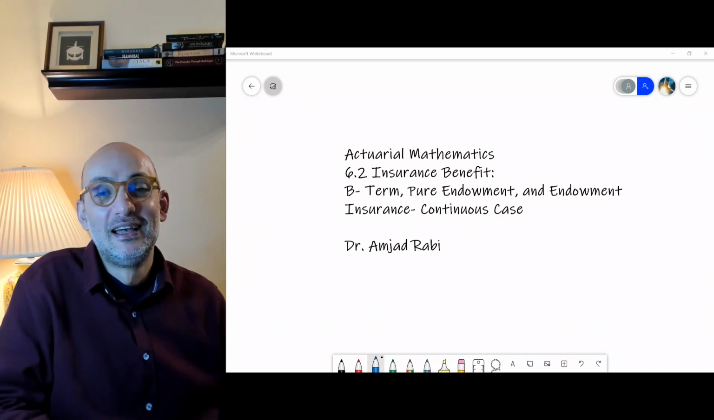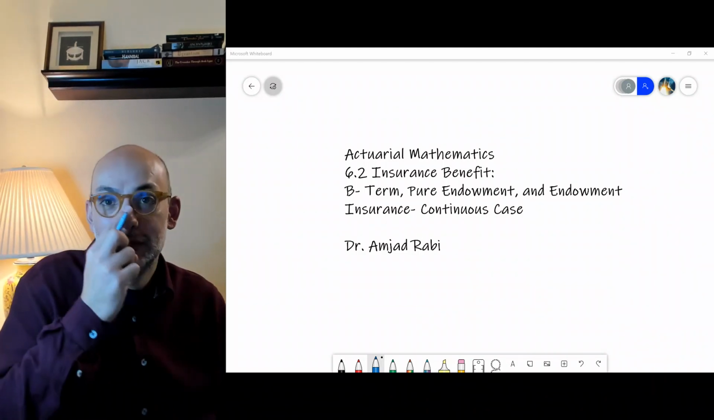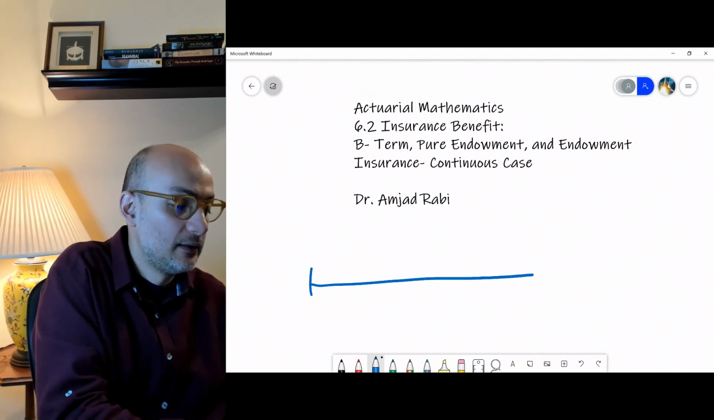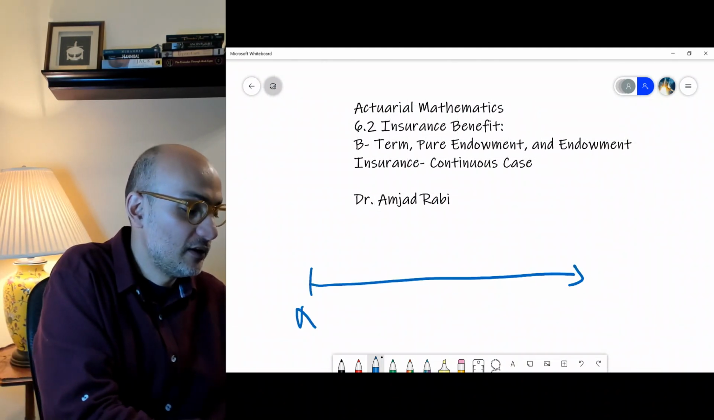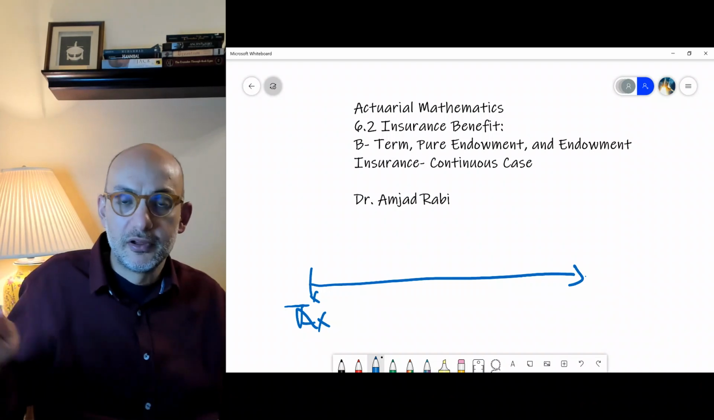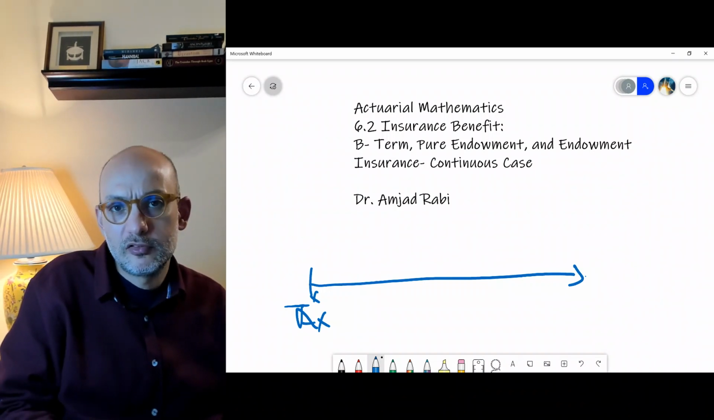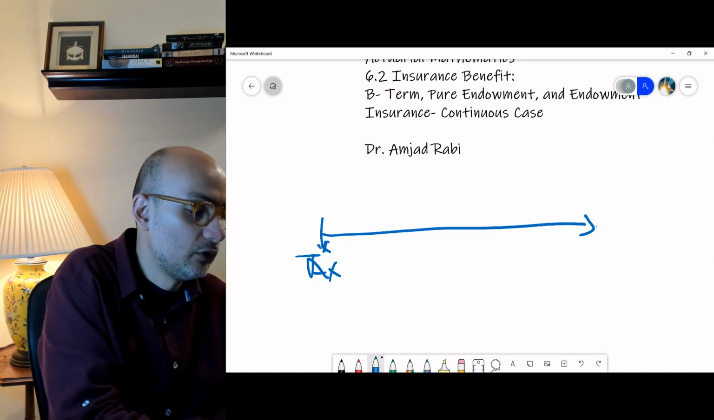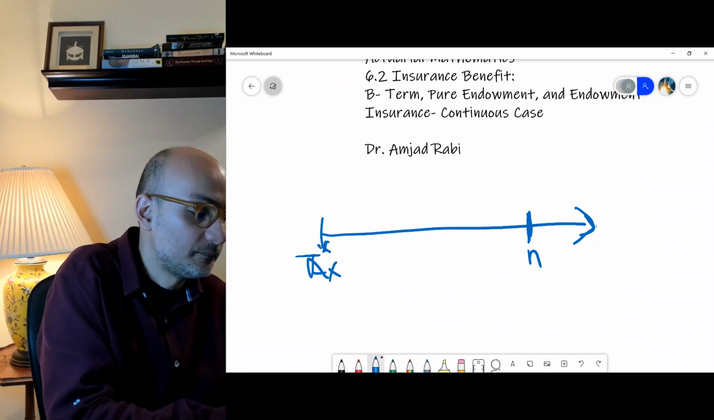Hello again. If you recall, last session we looked at whole life insurance: insurance at age x, the continuous case, for the whole life, forever. This session we will look at what happens if we are interested not in the whole life, but only up to this point.